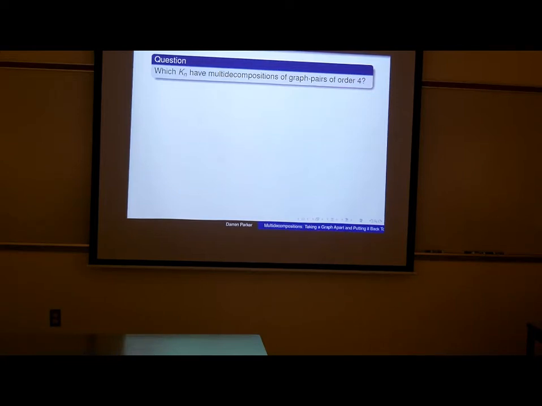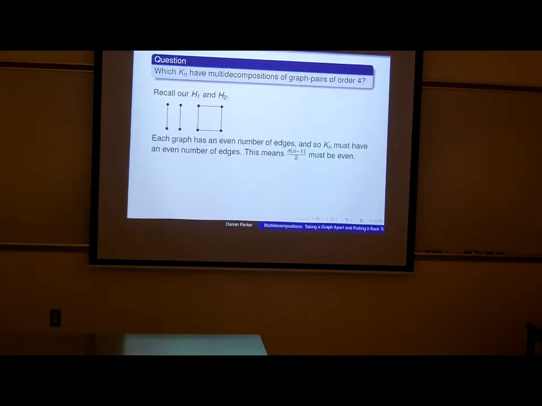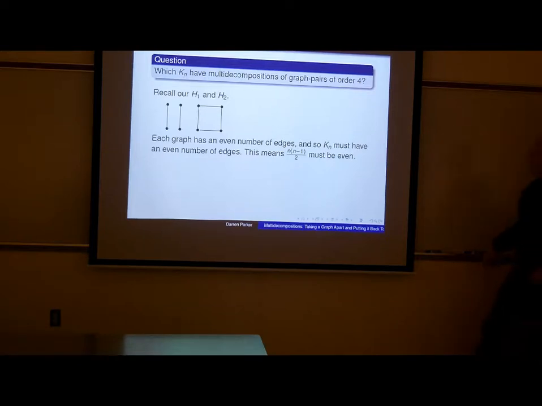All right, so here are H1 and H2. And one thing to keep in mind about H1 and H2 is, well, H1 has 2 edges, H2 has 4 edges, so any way that you put them together, you're always going to have an even number of edges. Right? So that's going to leave out a lot of complete graphs. That means that this number that we derived before, n times n minus 1 over 2, has to be an even number.